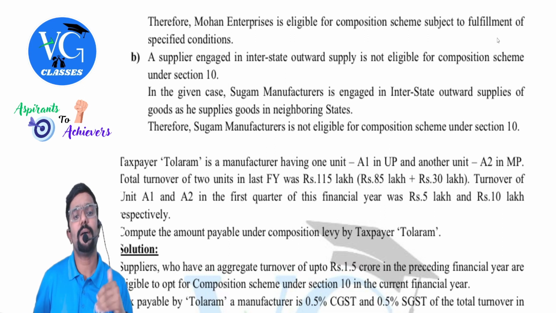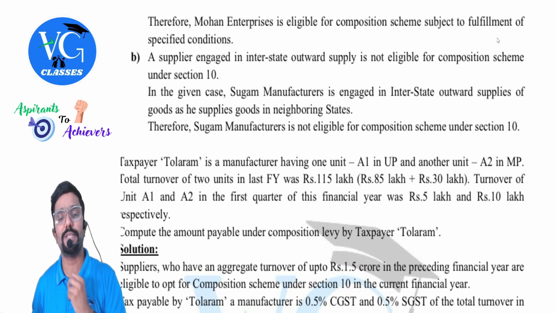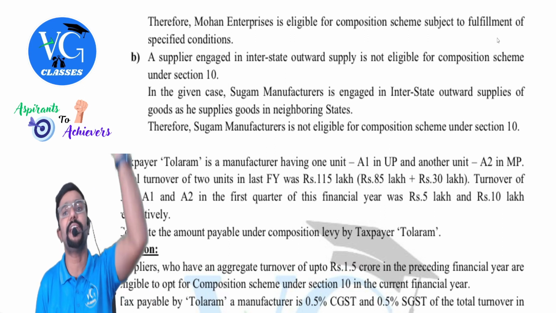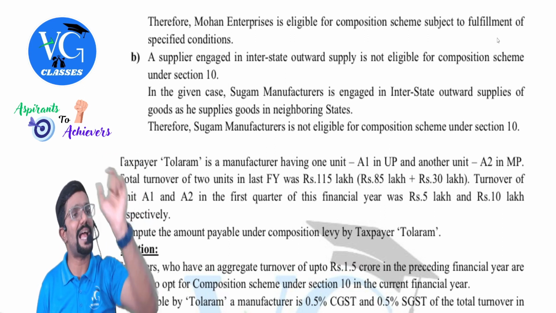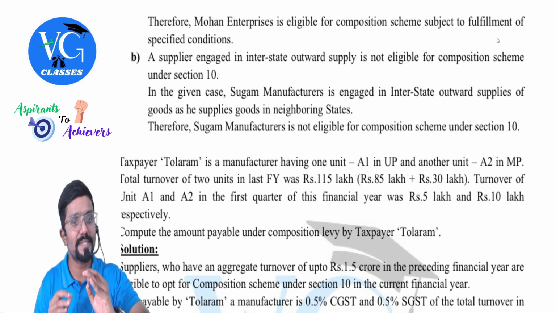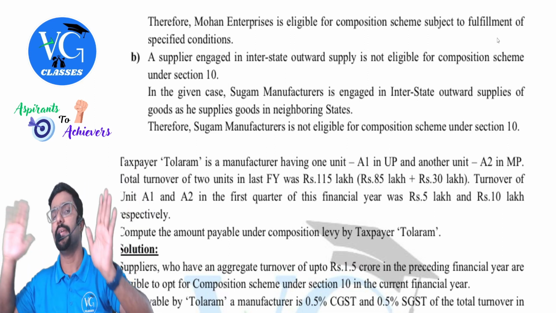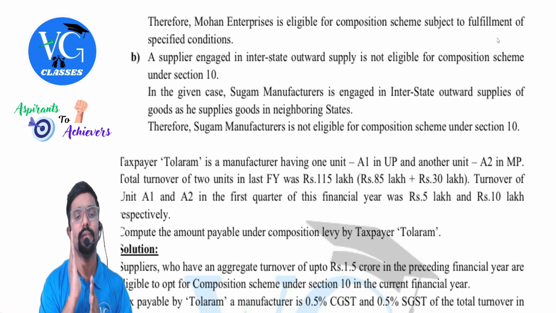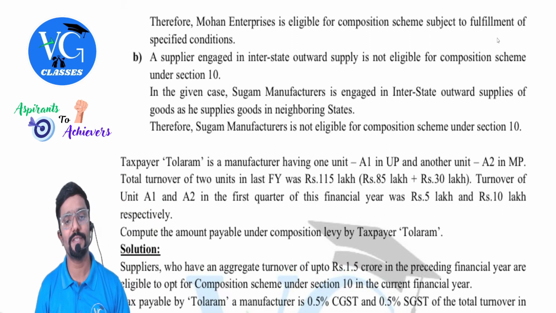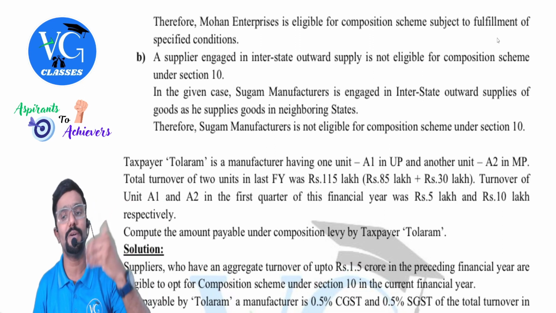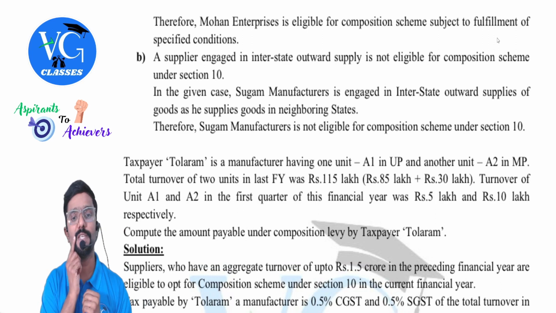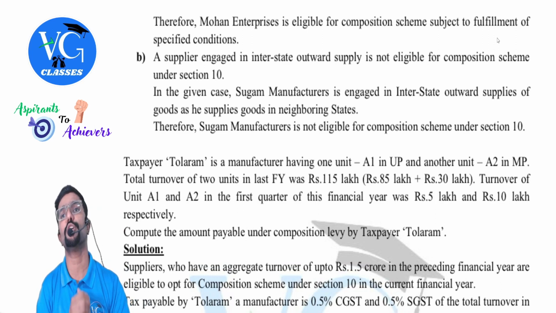Okay, B. A supplier engaged in interstate outward supply is not eligible for composition scheme under section 10.1. Where is this given, guys? In 10.2. If you remember that section, you can write as per section 10.2. A person who is engaged in interstate outward supply is not eligible for composition scheme under section 10.1. In the given case, Sugam Manufacturers is engaged in interstate outward supplies of goods as he supplies goods in neighboring states. Therefore, Sugam Manufacturers is not eligible for composition scheme under section 10.